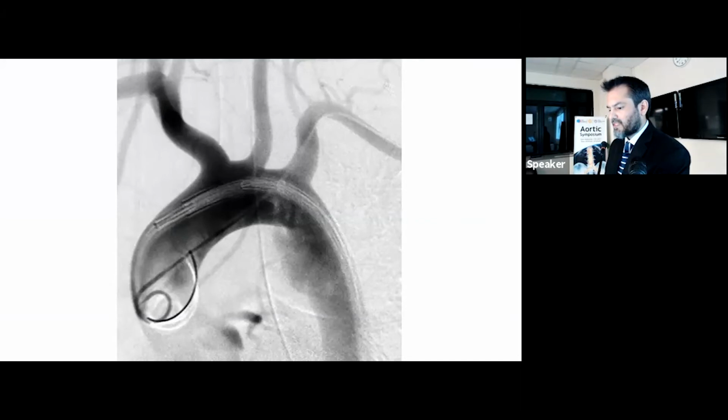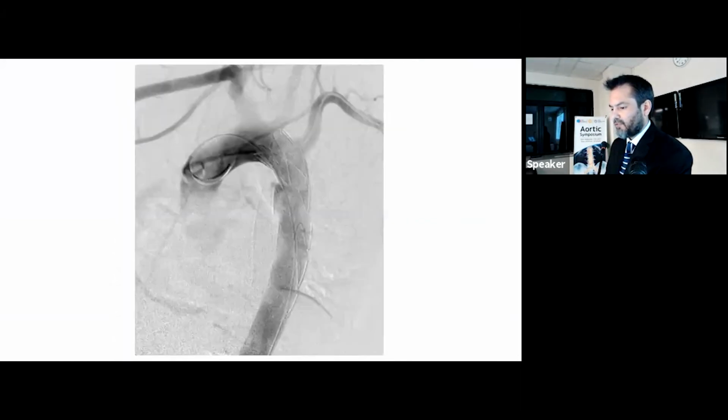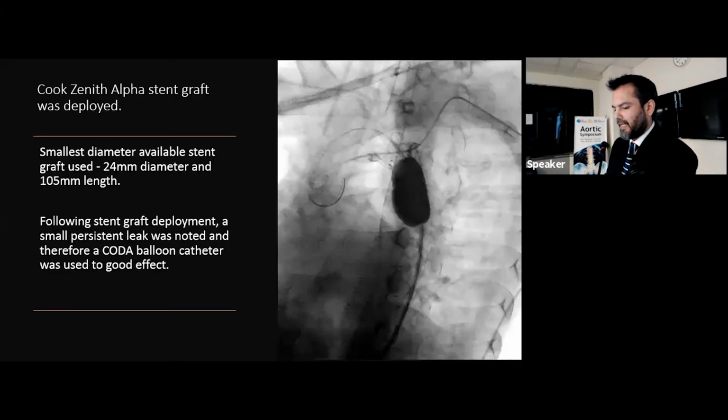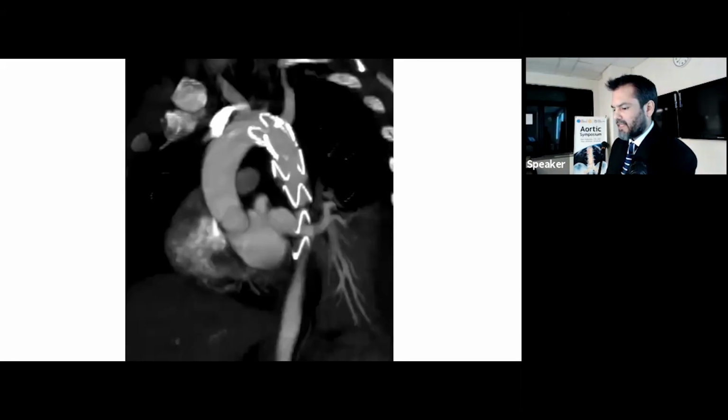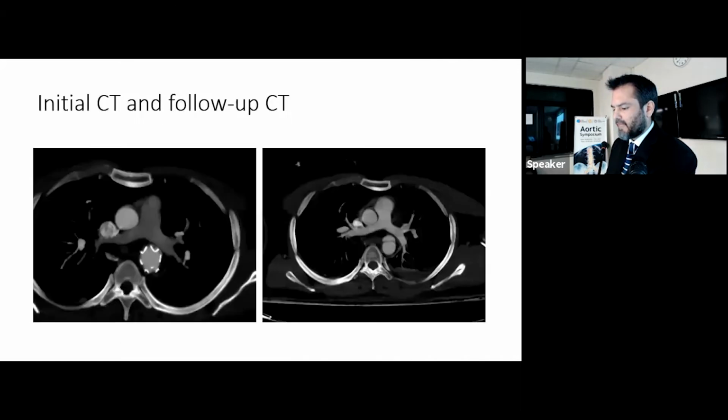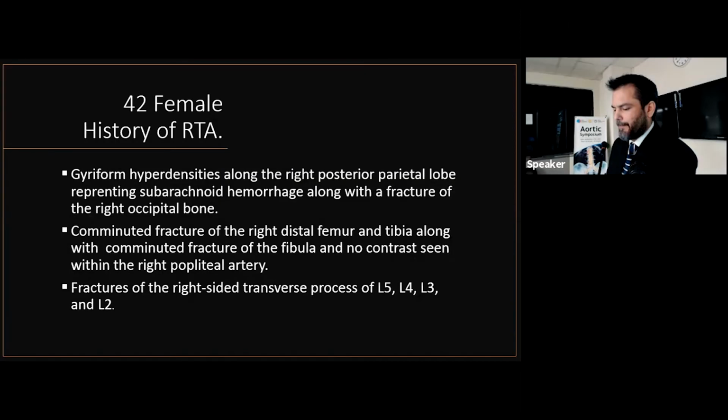This is just showing you the same case, and here you can see the stent graft has been pulled back. The bare metal portion projects above the subclavian, and we've partially covered the subclavian over here, which is fine. So we've got an adequate seal zone, and we've kept perfusion in the subclavian. And then this is the Coda balloon catheter just to seal that top end. And these are the images obtained afterwards. And everything looks very good. This is the initial, and that's the follow-up CT.